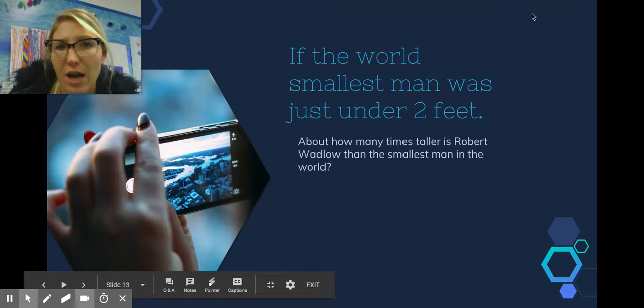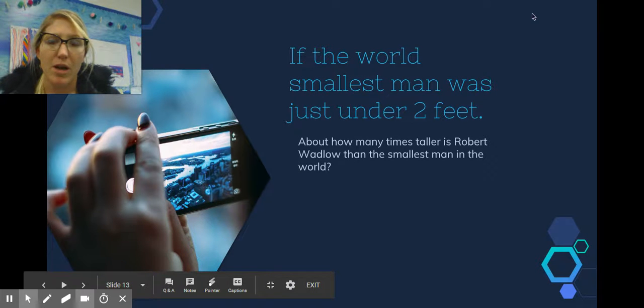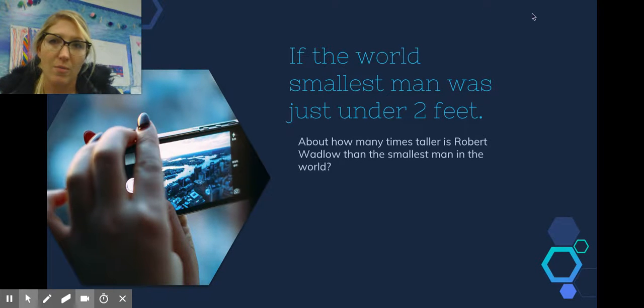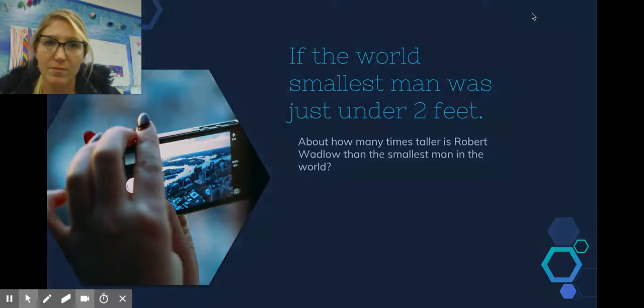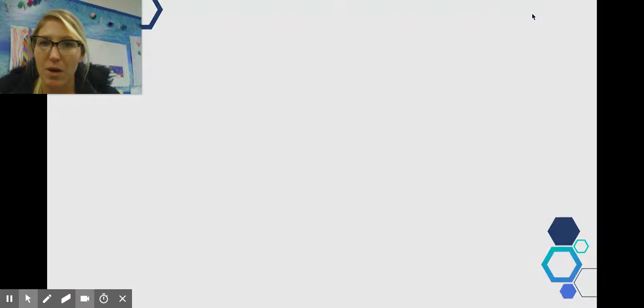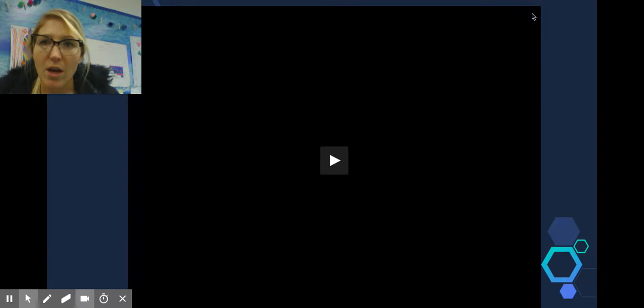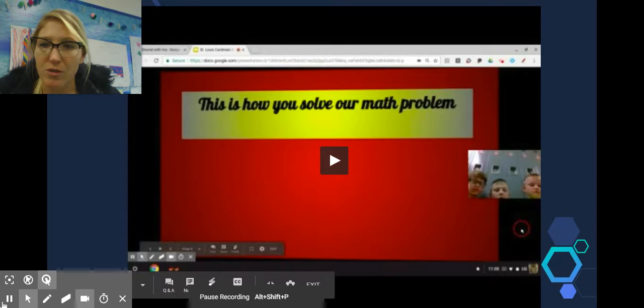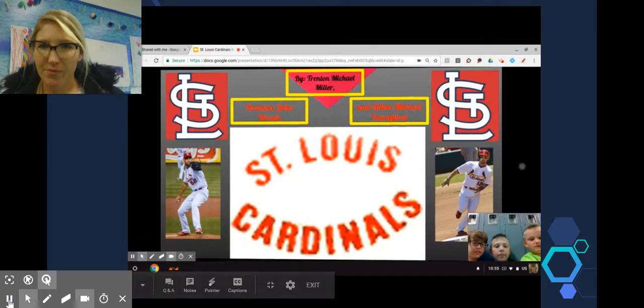Here are a couple other options I give my students to think about for their problem. If the world's smallest man was just under 2 feet, about how many times taller is Robert Wadlow than the smallest man in the world? And another option, just bringing up the level of difficulty for the math problem. So I'm going to show a few student samples here of their own Math Genius projects that they created.